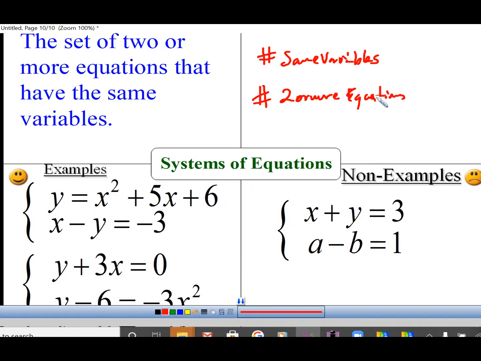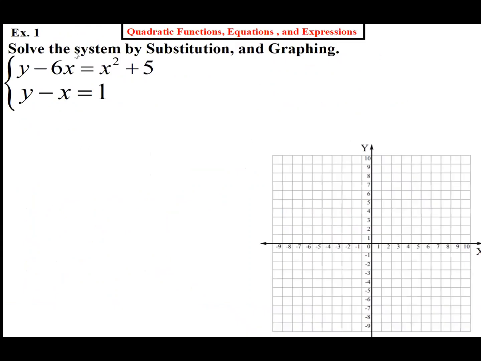All right, so now that we're clear as to what systems are, let's go and solve them. Let's go straight to it. Example 1. Copy this. It reads, solve the system by substitution and graphing. And we are given the set of y minus 6x equals x squared plus 5, and the second equation is y minus x equals 1. Copy that. I'll give you some time. Make sure you set up your coordinate plane if you haven't from -10 to 10. We're going to be solving that 2 different ways. Copy that. And I'll come right back.